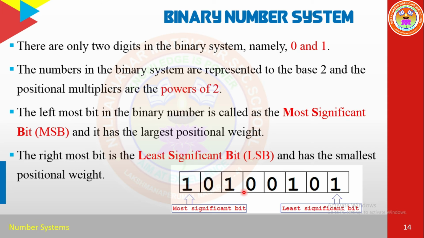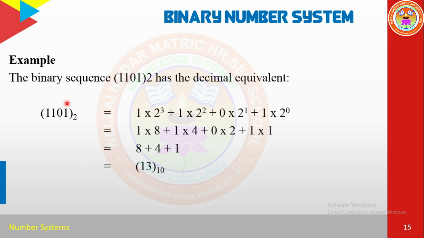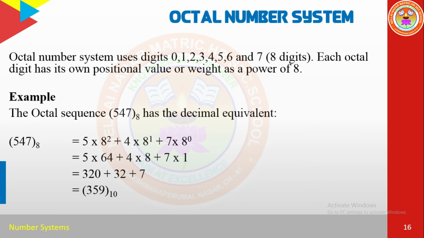This is a sample, and also this is an example. This is the binary number series because the base value is 2. What is another name for base value? That is radix, already told in the previous class. Base or radix, both have the same meaning. The next one, the octal number system.